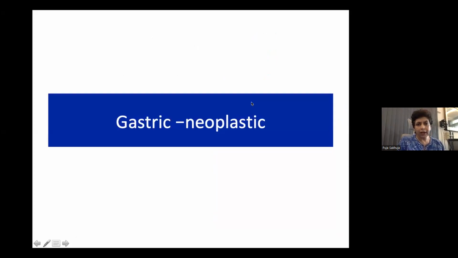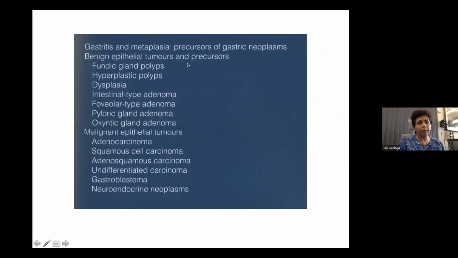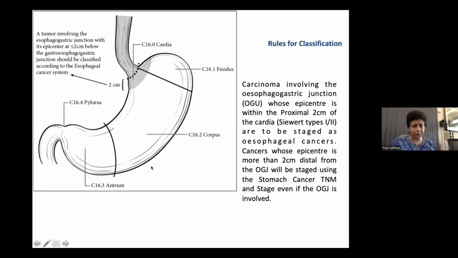Now, what are the neoplasms? Of course, the most common neoplasm, other than these polyps and adenomas, is the adenocarcinoma. Then you can rarely get squamous, adenosquamous, undifferentiated, neuroendocrine tumors as well, but these are all much rarer. 99% of cases are adenocarcinomas.